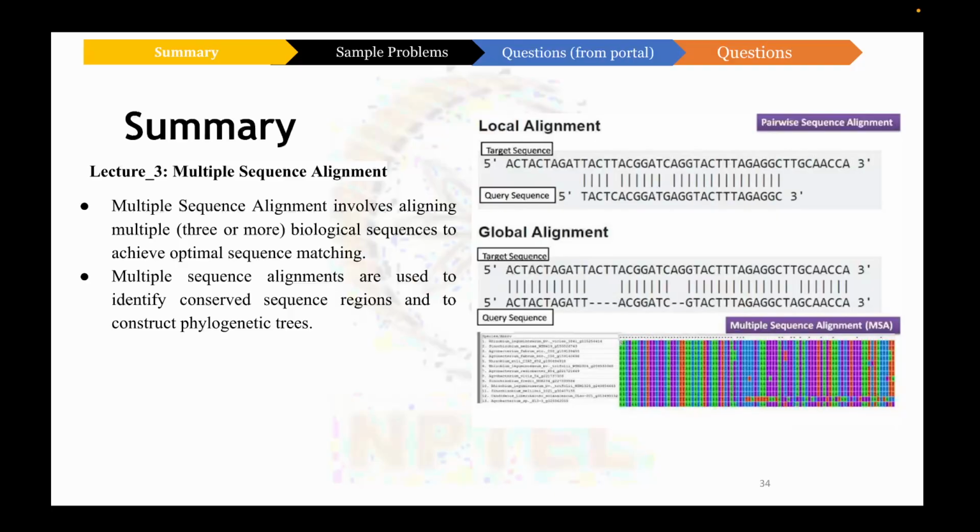local alignment. Then we have multiple sequence alignment, which involves aligning multiple, that is 3 or more, biological sequences to achieve optimal sequence matching. These multiple sequence alignments are used to identify the conserved sequence regions and to construct phylogenetic trees, which help us understand the functional and evolutionary relationship between different species or groups of organisms.